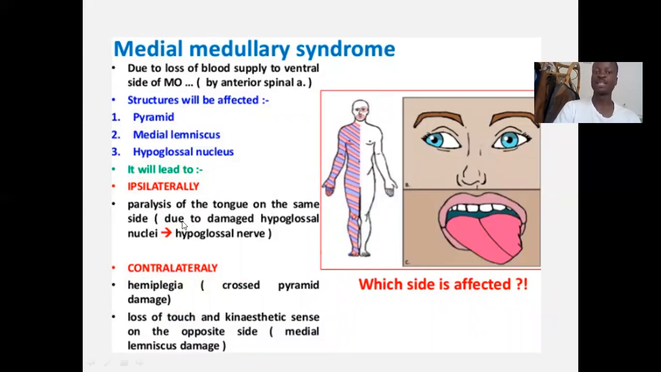Ipsilaterally, you have paralysis of the tongue on the same side because you affect the hypoglossal nucleus. You're going to have tongue deviation. And contralaterally, you're going to have hemiplegia, that is cross pyramid damage, right? Then you're also going to have loss of touch and kinesthetic sense, your finer sensations on the opposite side, because you're affecting the medial lemniscus after you've had decussation of fibers from the cuneate and your gracile fasciculi, right?